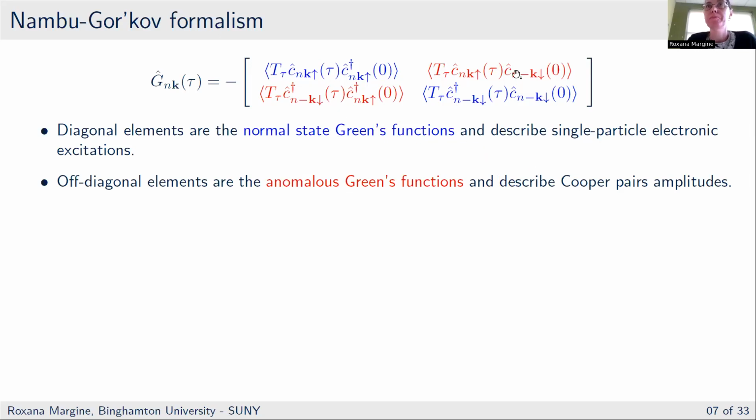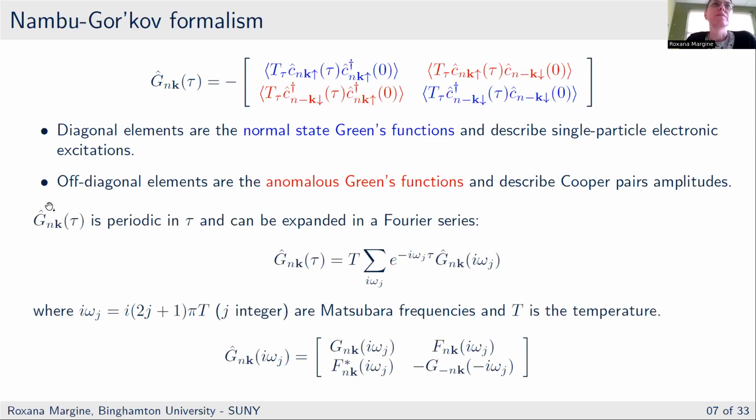So as you can see here, we have the annihilation or the creation of two electrons with opposite momenta and opposite spins. Since this generalized Green function is periodic in the imaginary time, it can be expanded in a Fourier series, as you can see here. In this case, these iω_j are fermionic Matsubara frequencies, and T is the temperature. So by doing this transformation, we have frequency dependence and basically temperature dependence. And again, I'm just showing the labeling. It's traditional to label this anomalous Green's function with the letter F.